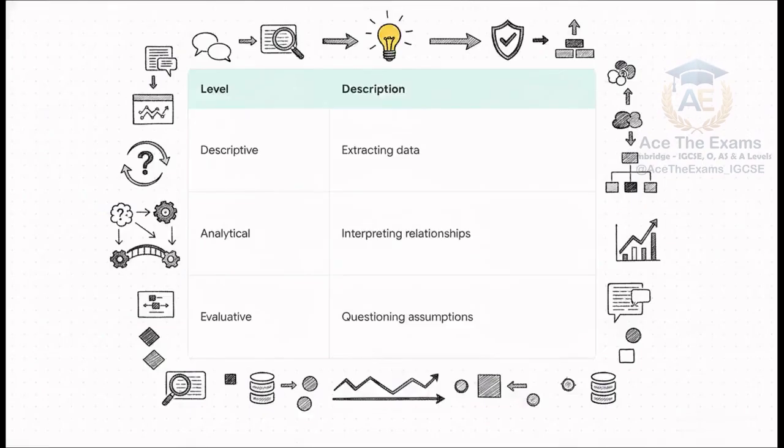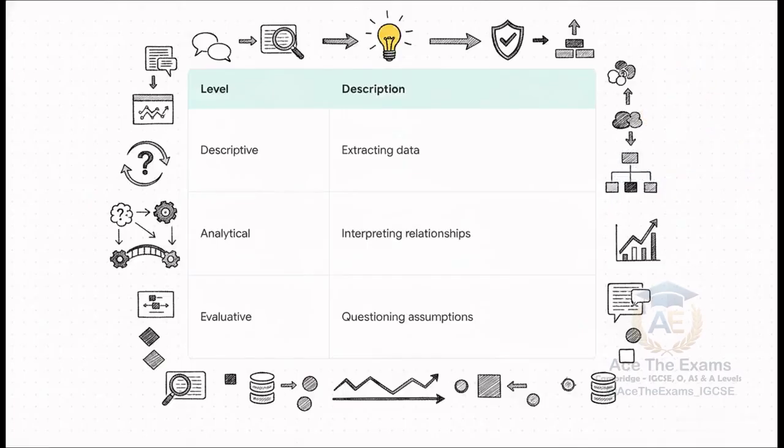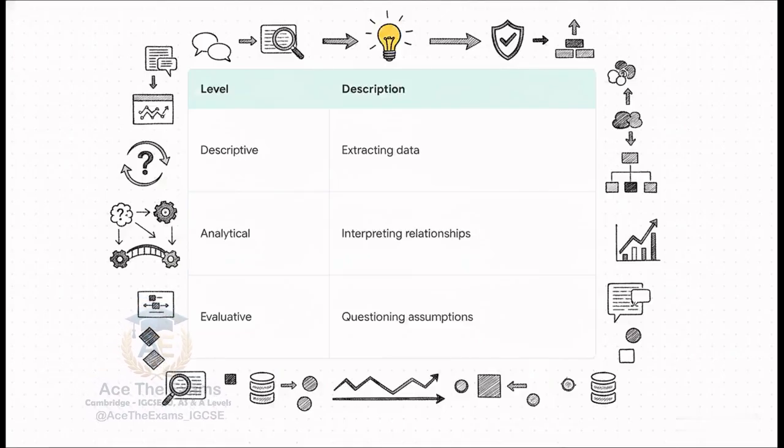Okay, to access those top-grade boundaries, we have to level up our cognitive domains. Notice how the progression on this table fundamentally changes the depth of your answers. At the basic level, we have descriptive thinking. That's just extracting data, stating what a tool does. A layer is like a sheet of acetates. Okay, great, 1 mark.